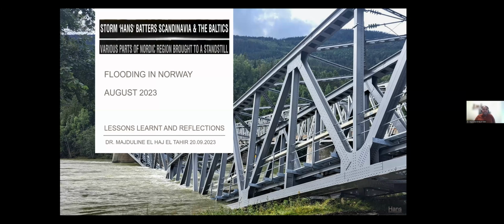I would like today to take you through an event which we had in the past 3 weeks of a storm that hit Norway, Sweden, and the Baltic region due to a storm named Hans, and take that as an example that no place in the world is safe from climate change.